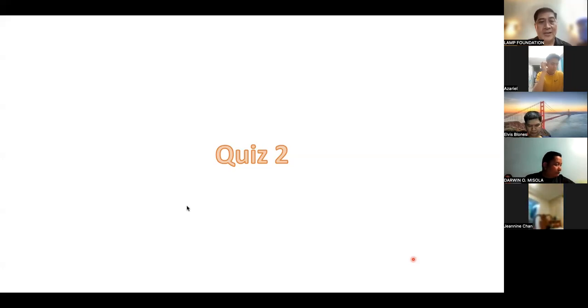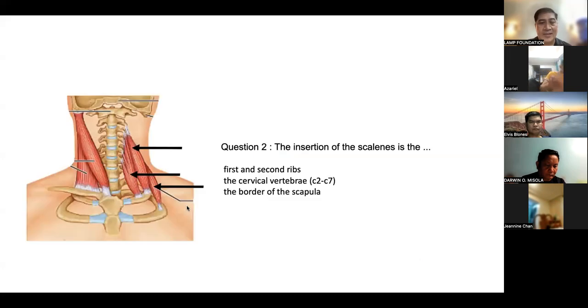The aponeurosis of the posterior and anterior rectus sheath and the conjoint tendon to the pubic crest and pectineal line form the insertion of which muscle? The transversus abdominis. Wow, very good. Insertion of the scalenes is the?